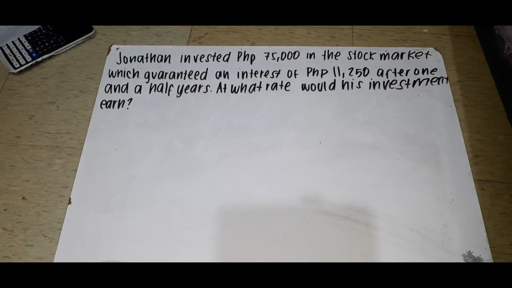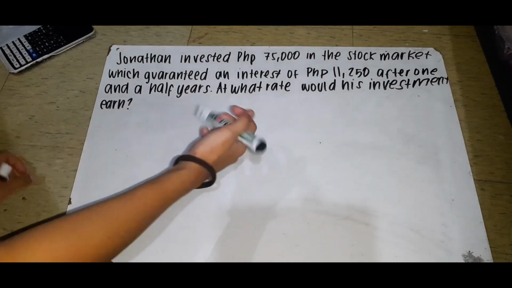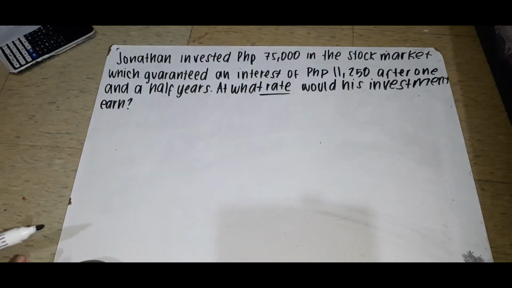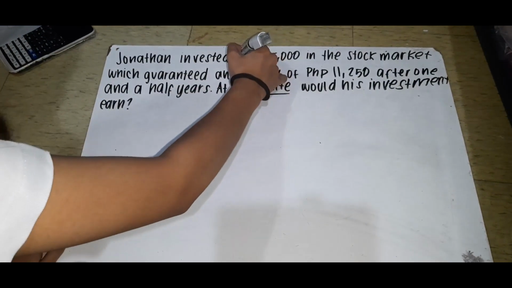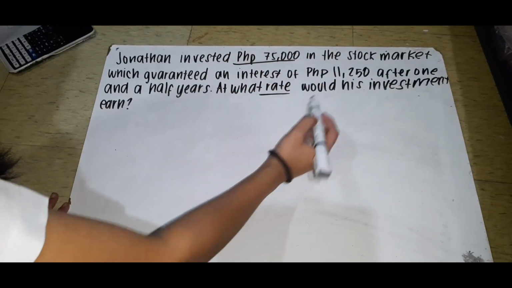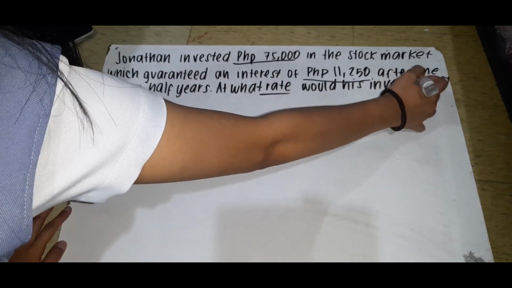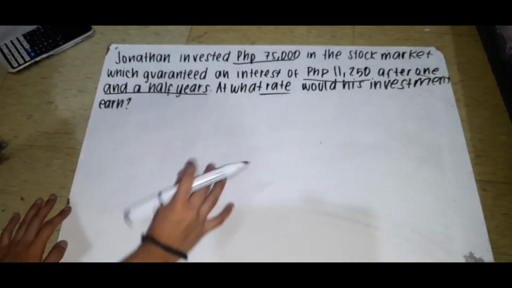Jonathan invested 75,000 pesos in the stock market, which guaranteed an interest of 11,250 pesos after 1.5 years. At what rate would his investment earn? First, let's analyze the question. At what rate? So basically, we're looking for the rate and identify all the givens. So 75,000 is the principal, interest is 11,250, and 1.5 years for the time.